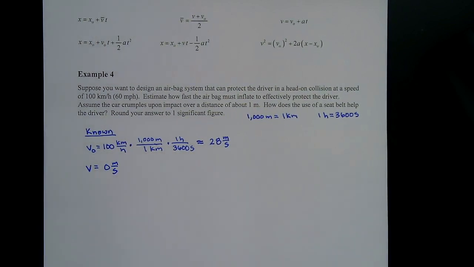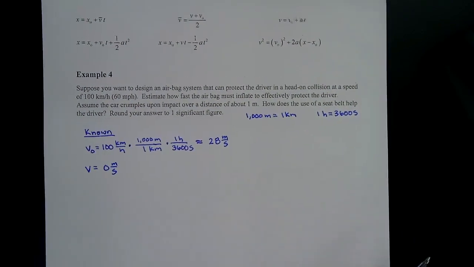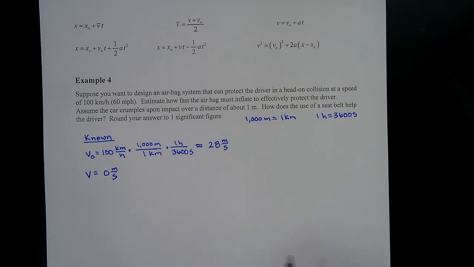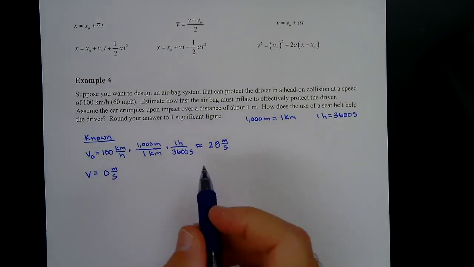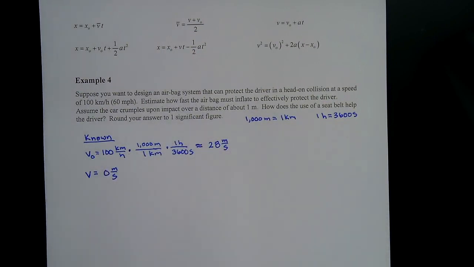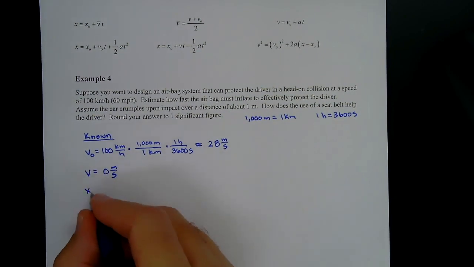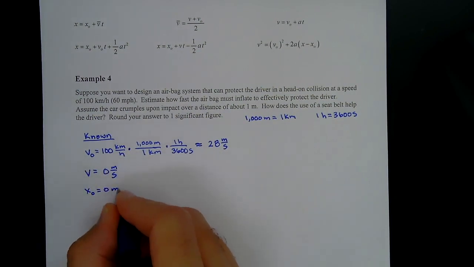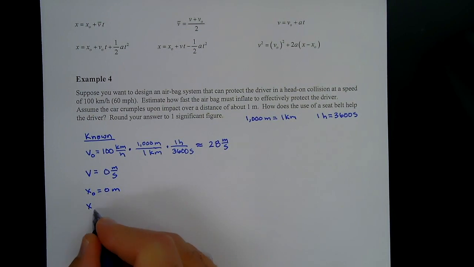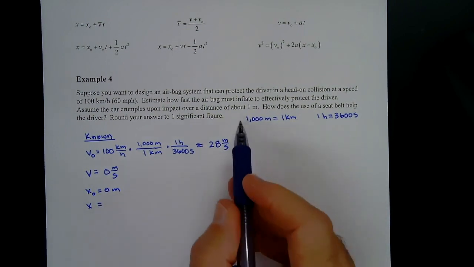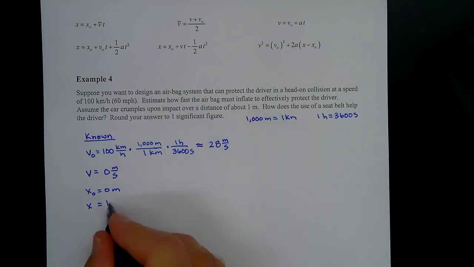And then I know that my initial position is going to be x sub zero, which is equal to 0 meters. And my final position is going to wind up being 1 meter, because we have to find the acceleration over that time period.